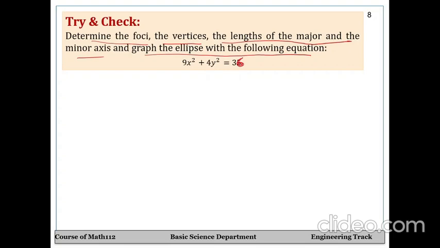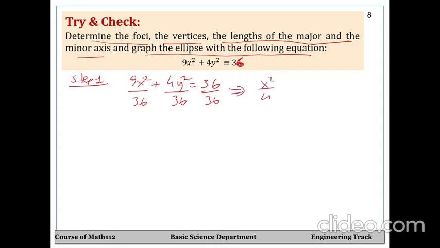Okay, now in here the first step is to write it in standard form. So it means you have to divide both sides by 36 and try to make this one equal to 1. So you divide both sides by 36, and this will give you x squared over 4 plus y squared over 9 is equal to 1. And after this, it's better you write them as squares of numbers, 2 squared, plus y squared over 3 squared equals 1.